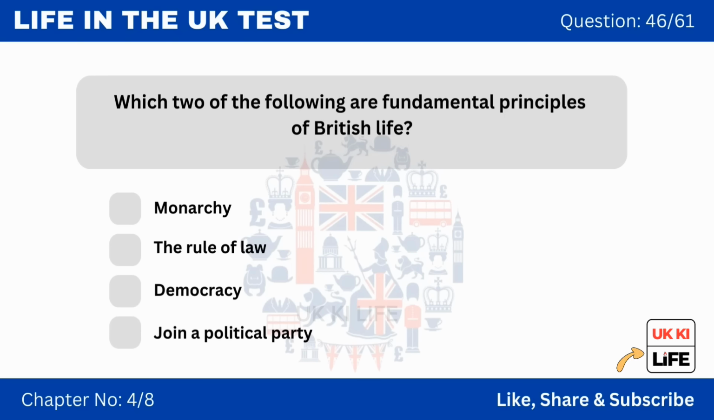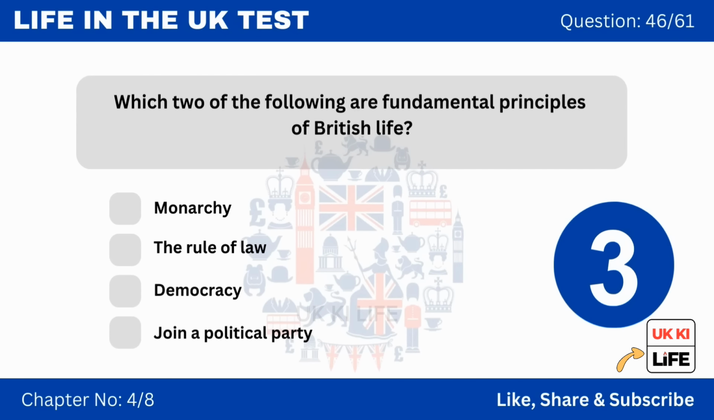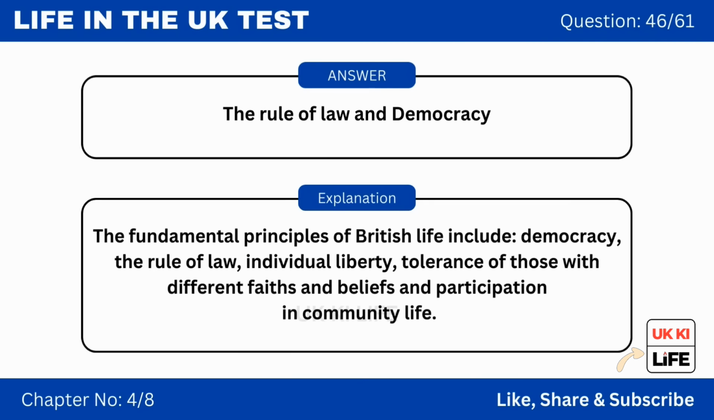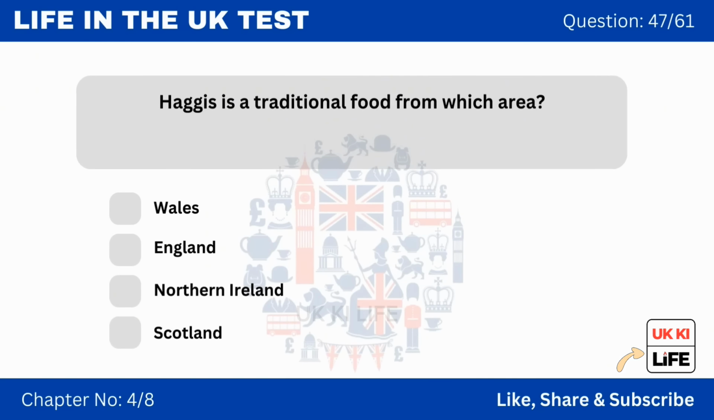Monarchy, the rule of law, democracy, join a political party. The correct option is B and C. Explanation. The fundamental principles of British life include democracy, the rule of law, individual liberty, tolerance of those with different faiths and beliefs, and participation in community life. Question 47. Haggis is a traditional food from which area?